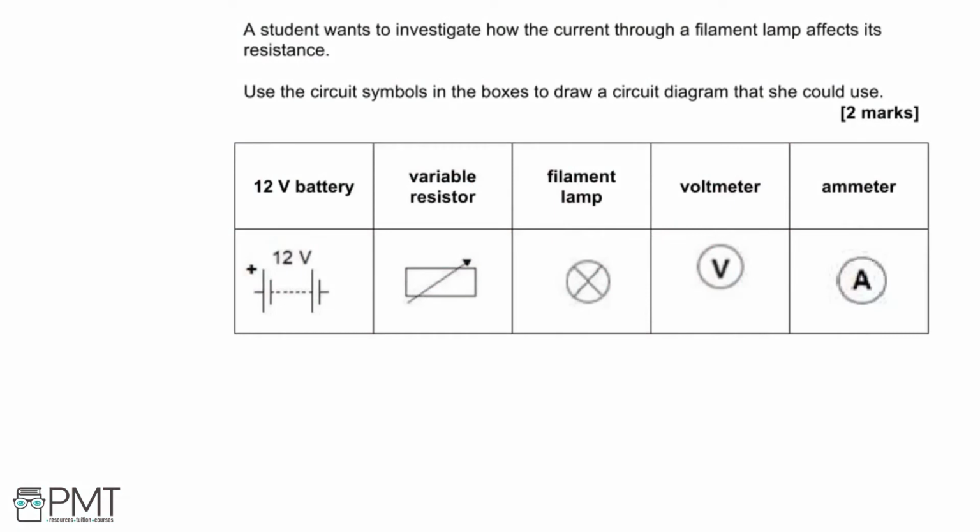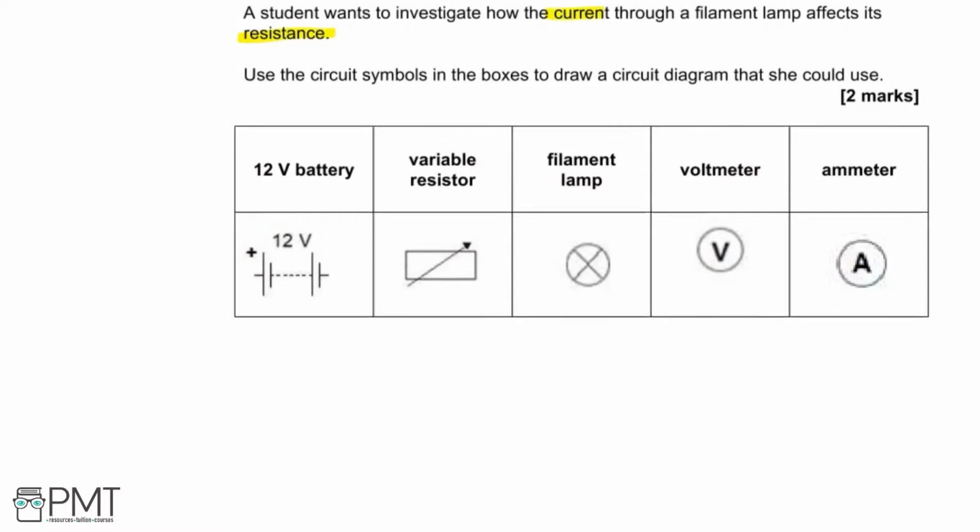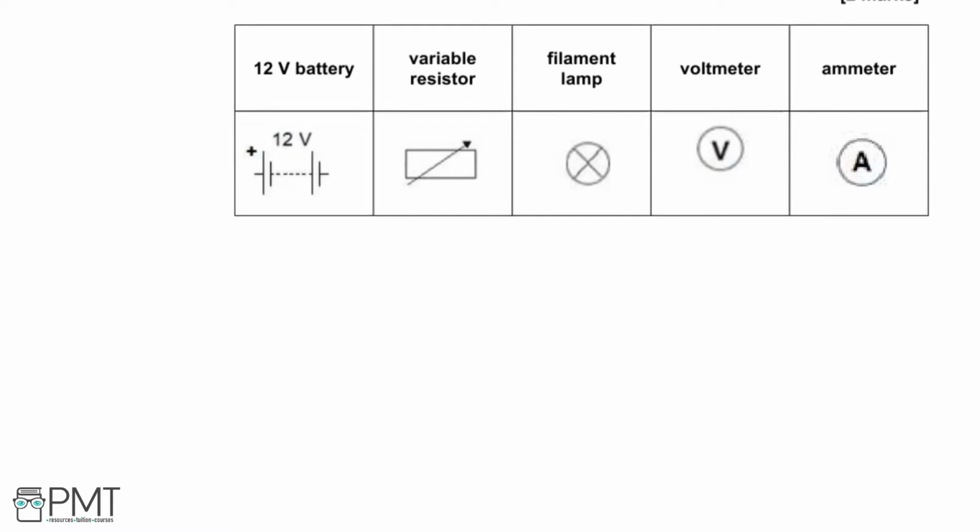A student wants to investigate how the current through a filament lamp affects its resistance. Use the circuit symbols in the boxes to draw a circuit diagram that she could use. So we know that we need to know the current and the resistance through a filament lamp. To find the current, we can just put an ammeter in series. There's no direct component that we can use to measure the resistance, but we can use V equals IR, so V divided by I is resistance. And to find the potential difference through the filament lamp, we need a voltmeter in parallel.